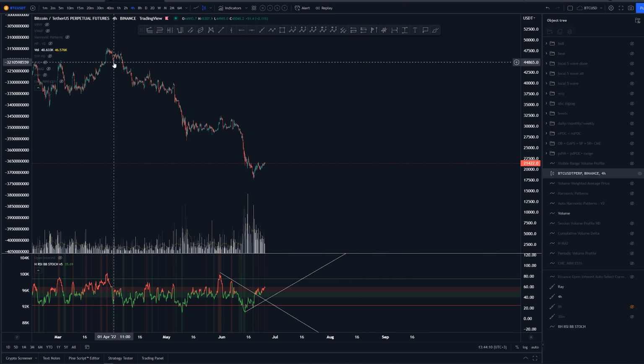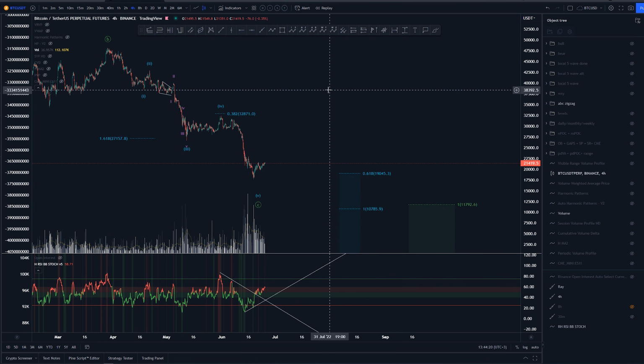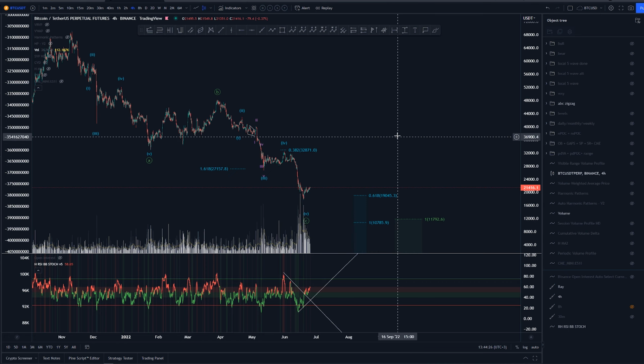Starting on a 4-hour time frame, let's take a look at the structure here starting from around 48k downwards from around the 28th of March. Now on this one, the first count that I'm showing you is this one overall, where we had the structure from all-time highs as an A, B and C coming down.